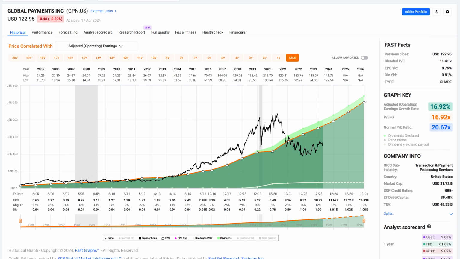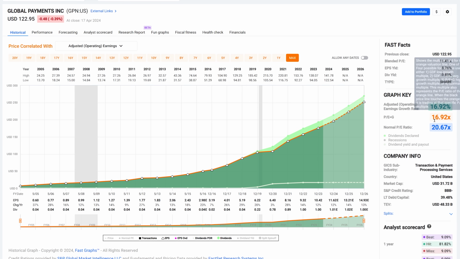But the first one I'm going to look at is Global Payments Inc. And the focus here is not so much on the stock price, which is the black line. The focus is on the earnings line and the growth of the earnings line.